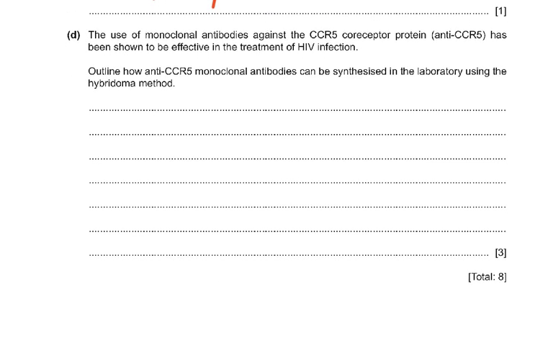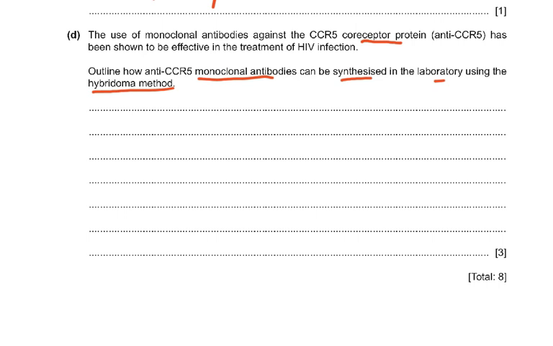Now coming to the last part of this question: the use of monoclonal antibodies against the CCR5 receptor protein, anti-CCR5, has been shown to be effective in the treatment of HIV infection. Outline how the CCR5 monoclonal antibodies can be synthesized in the laboratory using the hybridoma method. Basically, you just have to give me the steps of the hybridoma method. So, a small mammal or a mouse is injected with the antigen, or you could have said CCR5.